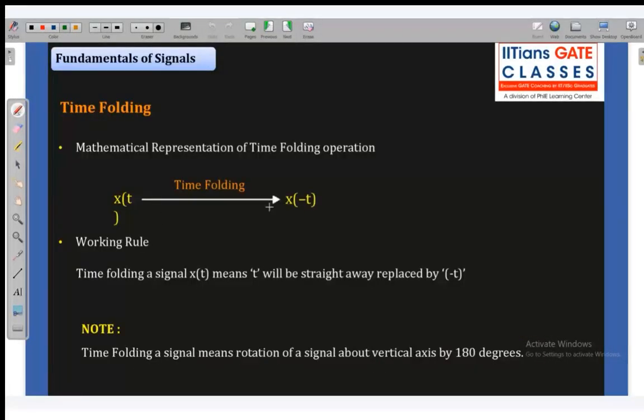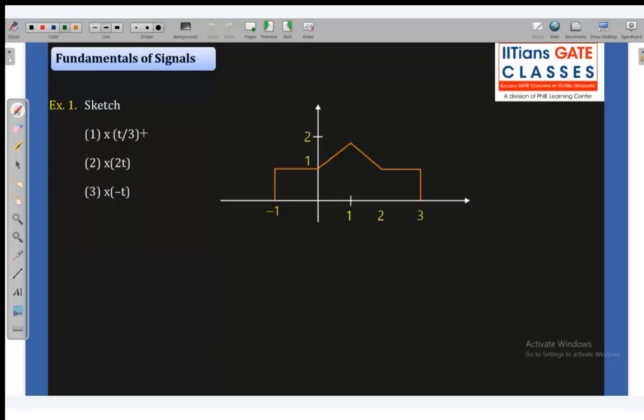Time folding. So time folding is just scaling by a factor of -1. Time folding means rotation of the signal about the vertical axis, because the positive time will become negative, right? So suppose I want to draw this, and I'm considering only the third part, because the other part you can do by yourself.